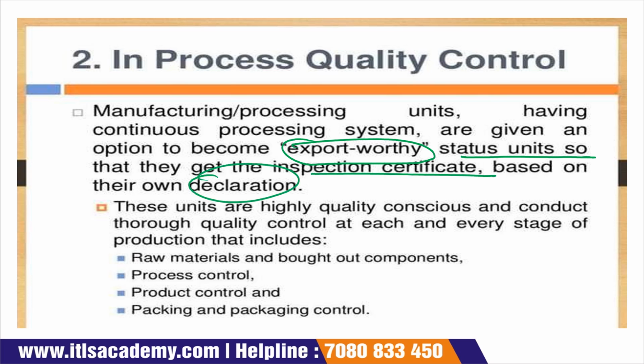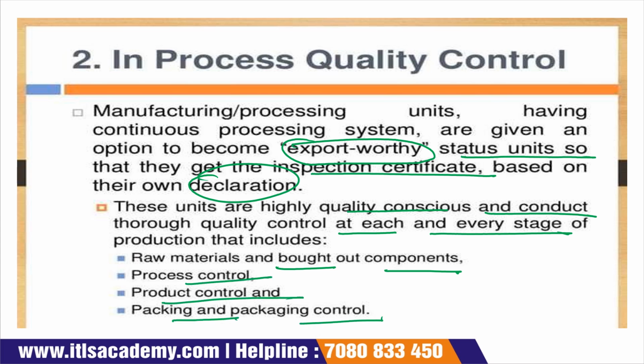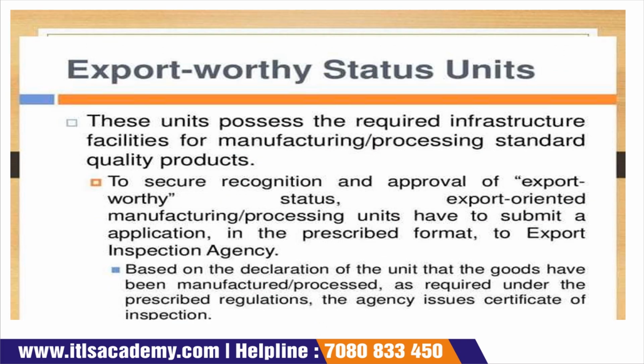These units are highly quality conscious and conduct quality control at each and every stage of the product, which includes raw material and bought-out components, process control, product control, and packaging control. So these all come under in-process quality control, which is done either in a manufacturing unit or a processing unit in which continuous processing occurs.